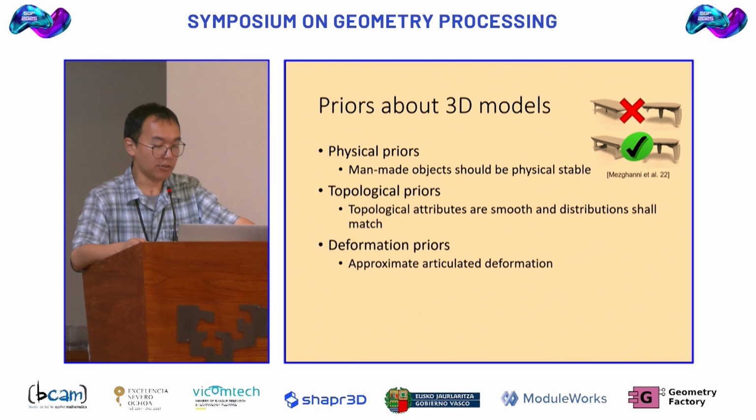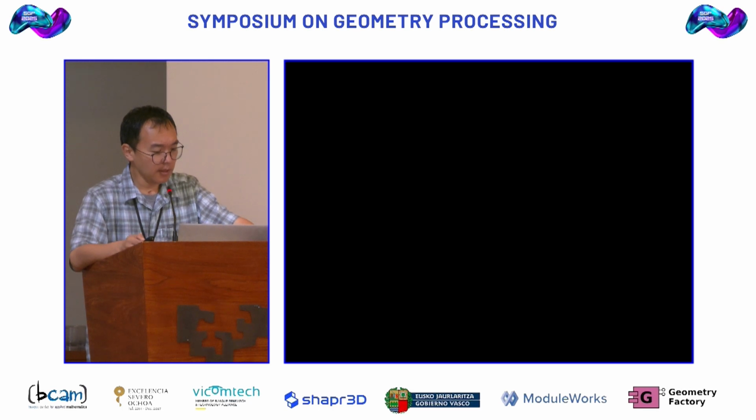We can also have deformation priors, which are related to deformable objects. I will talk about this in detail in this tutorial. And we can also have function priors. We generate the shape to be used by humans.